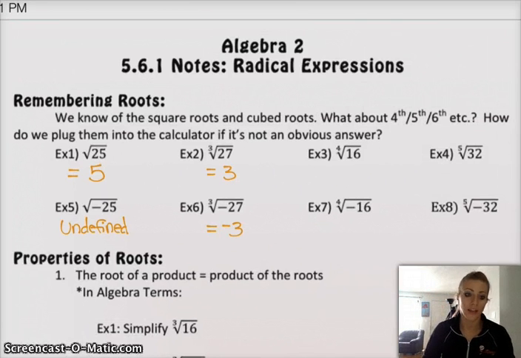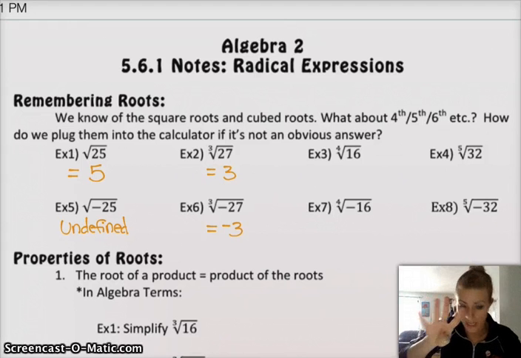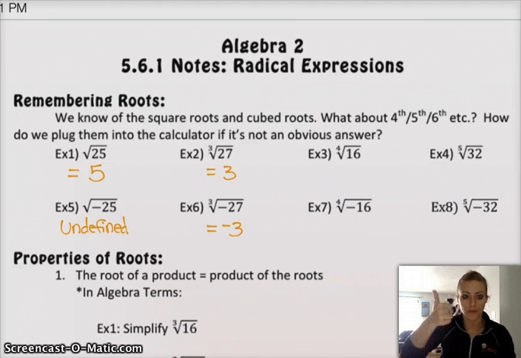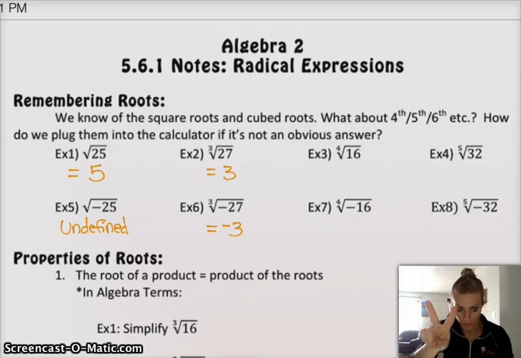Fourth root: what times itself 4 times equals 16? Well, we could try 4, but 4 times 4 is 16. That's only 2 times. So how about 2? 2 times 2 is 4, times 2 again is 8, times 2 again is 16. So the fourth root of 16 is 2.